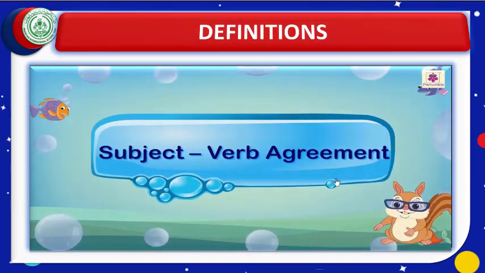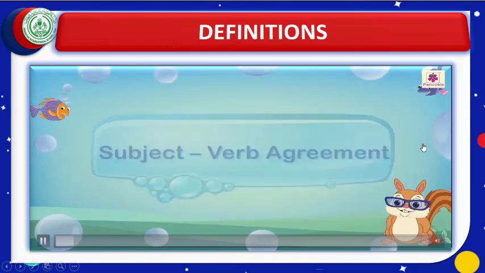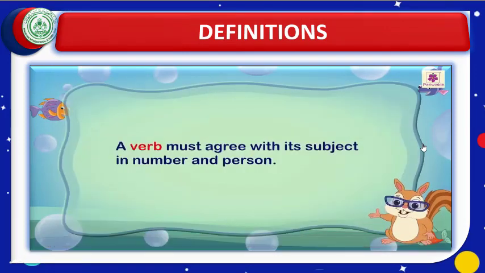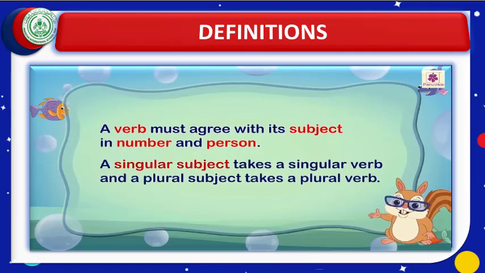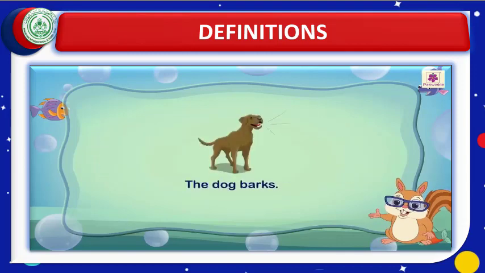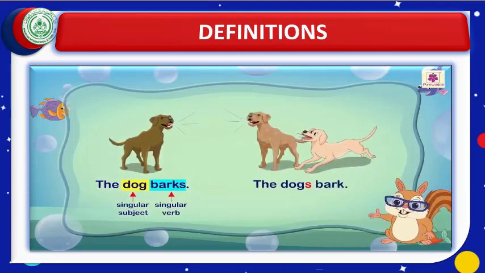Subject-verb agreement. A verb must agree with its subject in number and person. A singular subject takes a singular verb and a plural subject takes a plural verb. For example, the dog barks. The dogs bark.